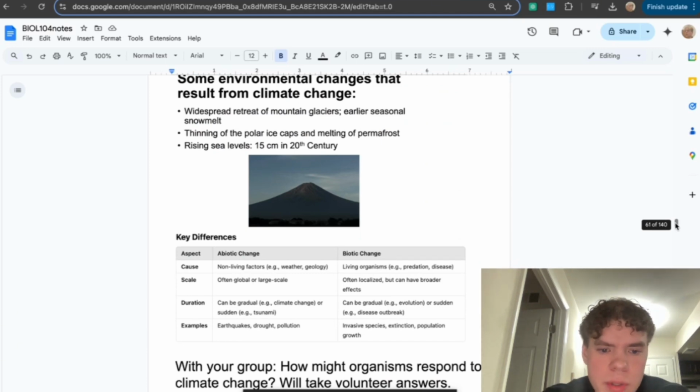All right, environmental change factors, abiotic and biotic factors. Abiotic factors are non-living factors that can change an environment, say weather and geology. An abiotic factor would be an earthquake, drought, or pollution. You could even go as far as to say an abiotic factor is rising CO2 levels, because that's not living. Versus a biotic change is a living organism, so an invasive species, an extinction, disease, right?